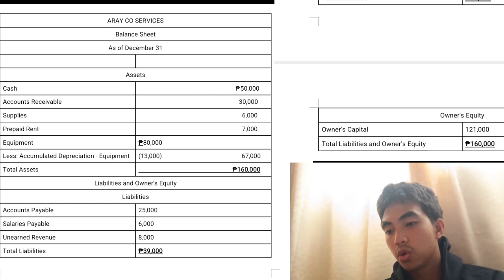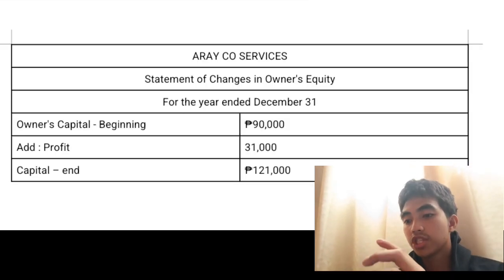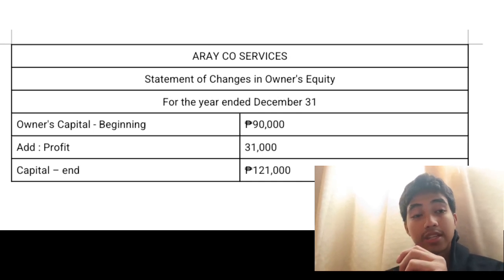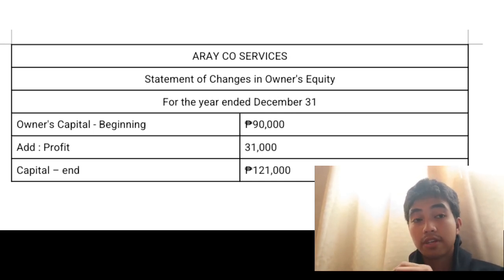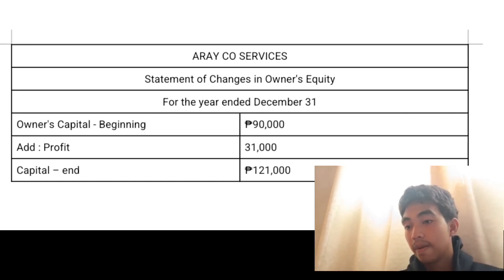And now let's proceed to the statement of changes in owner's equity. The statement begins with the owner's beginning capital, which is 90,000, and adds the profit of 31,000. If you add them both, you will get 121,000.